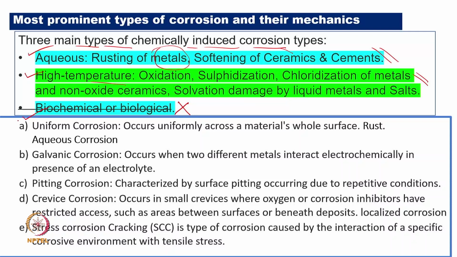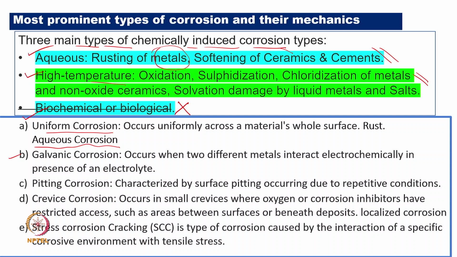Now if we try to see in a slightly different manner, we can divide, from a tribology point of view, into five categories. One we call uniform corrosion. Of course, as such there is nothing called uniform corrosion; it is basically aqueous corrosion, which is common. One is galvanic corrosion. Pitting and crevice corrosion are also important, and the last one is stress corrosion cracking.